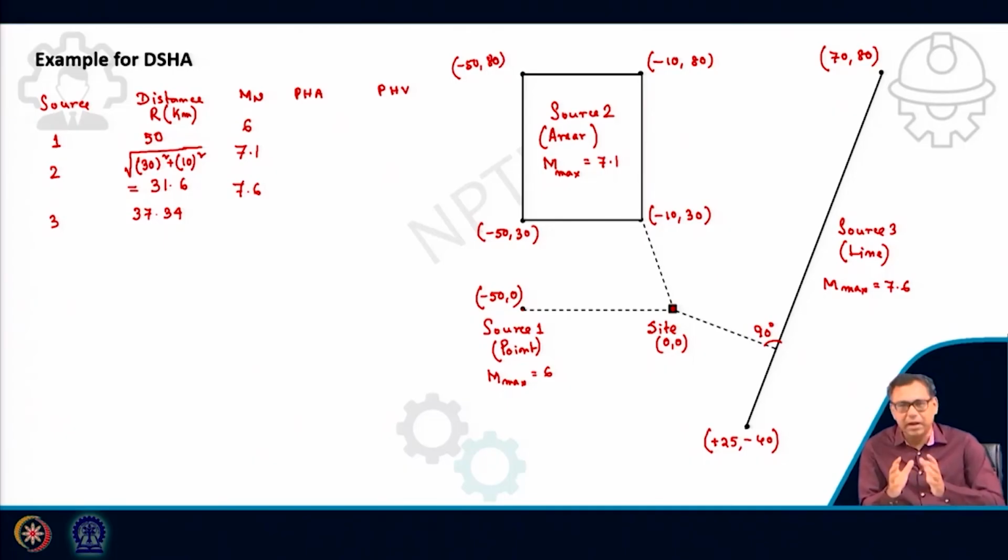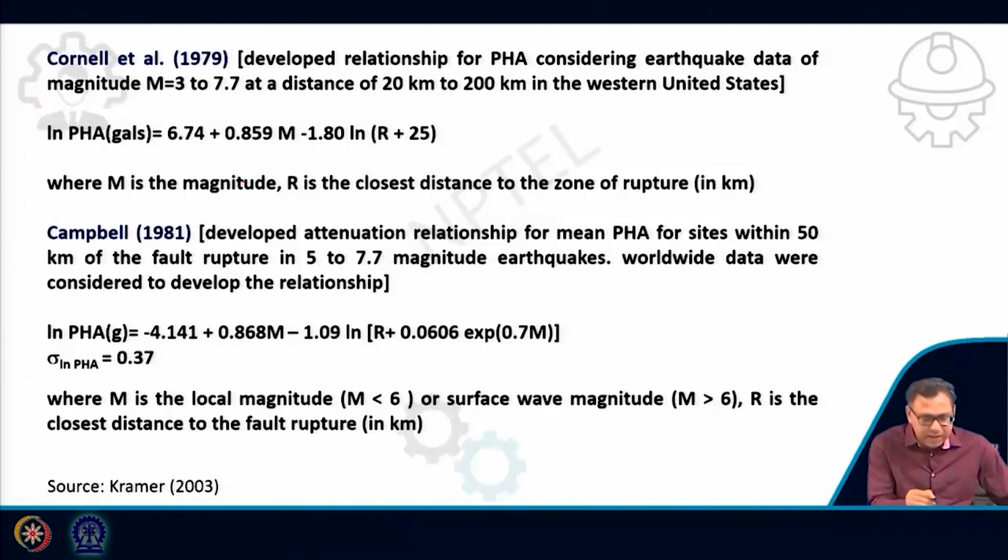But here I am just explaining how to use this relationship. That's why I have taken a very simple problem, and I have taken only the M and R. Clear? So that's why now we have the Cornell expression. I can use the Cornell expression because here it is only M and R.